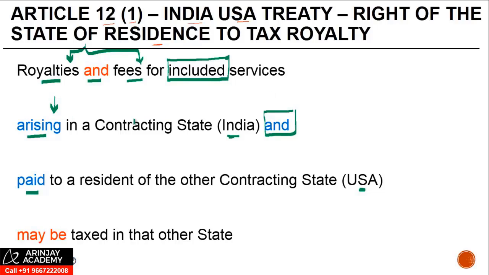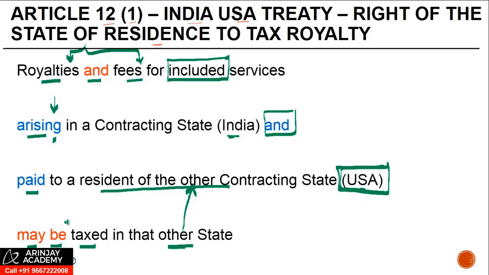And not only should the royalty arise in a contracting state, it should also be paid. If it is only arising but not paid, then in that case the liability to tax in the hands of the non-resident does not arise. But if the royalty is arising and paid to a resident of the other contracting state, which is USA, in such a case, such a royalty or fee for included services may be taxed in that other state. Which is the other state? The other state is the one which we are referring to here, which is USA.